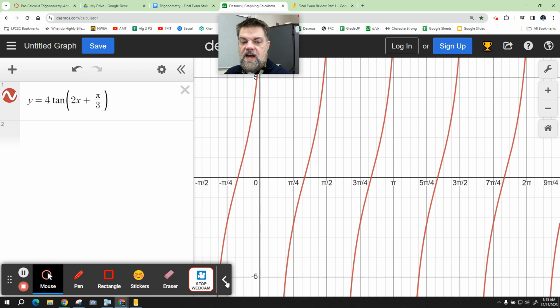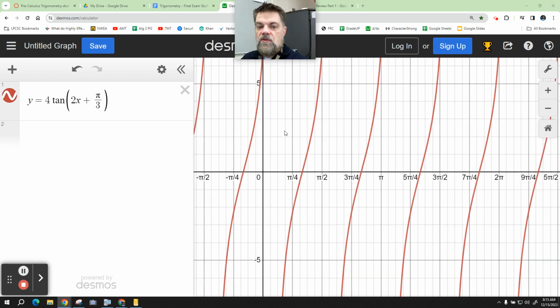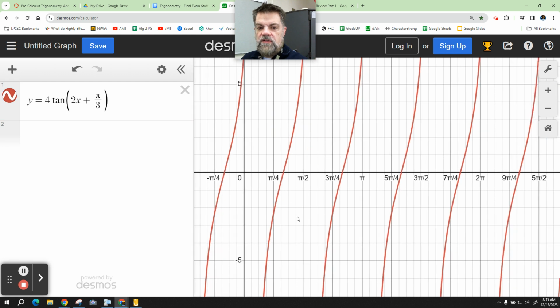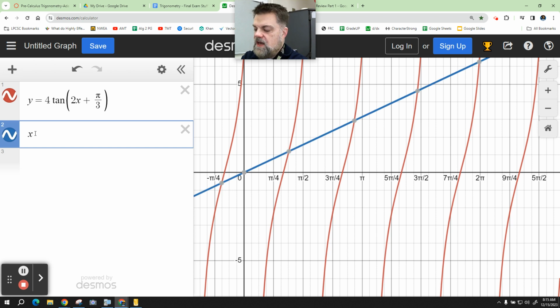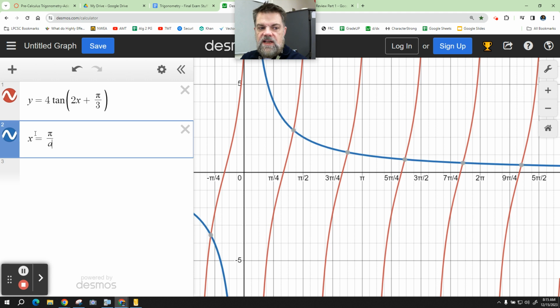And now I've kind of got the same graph, and let me move my face out of the way. I've kind of got the same graph that we have here. So where does this look like? We're going to try to figure out where the asymptote is. So I'm going to say x equals pi divided by, and I don't know what the number is, but I'm going to say a.